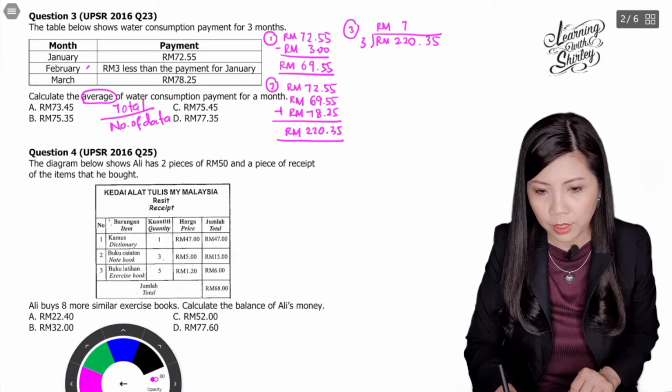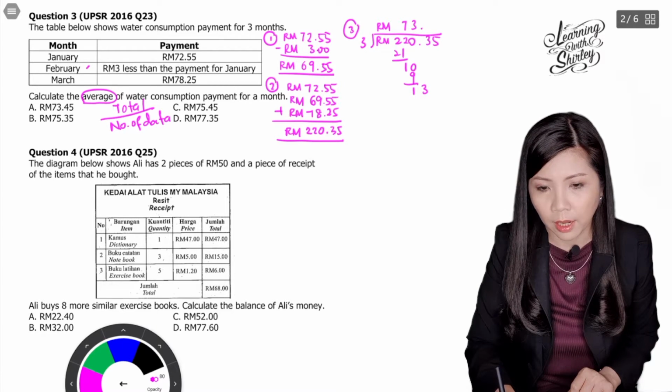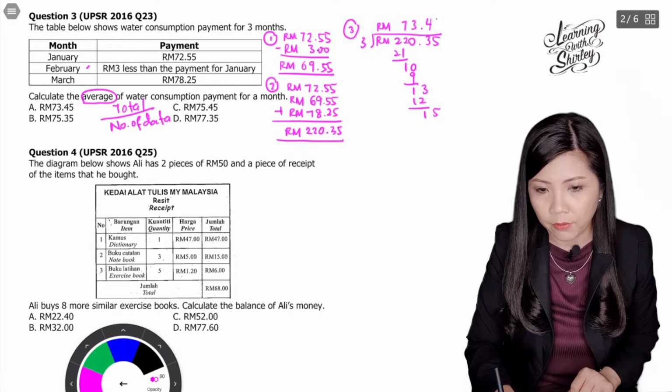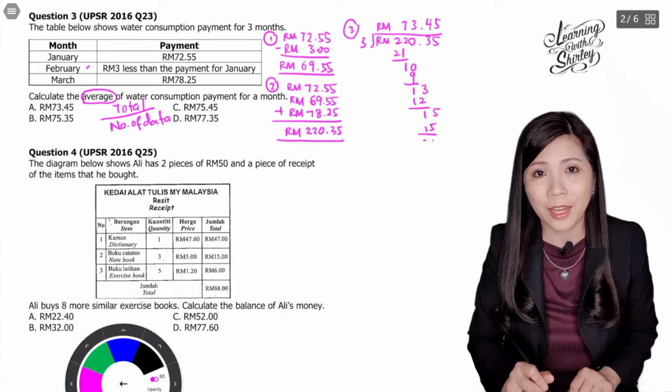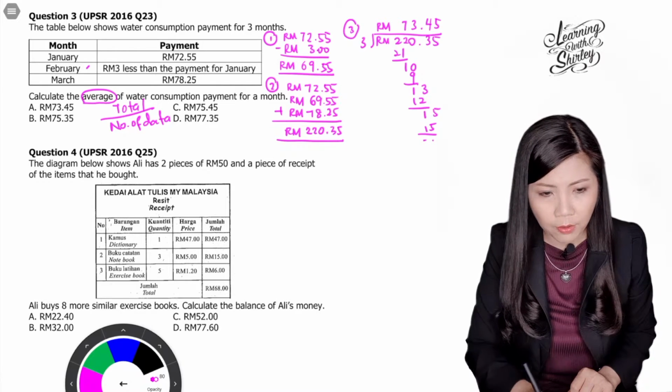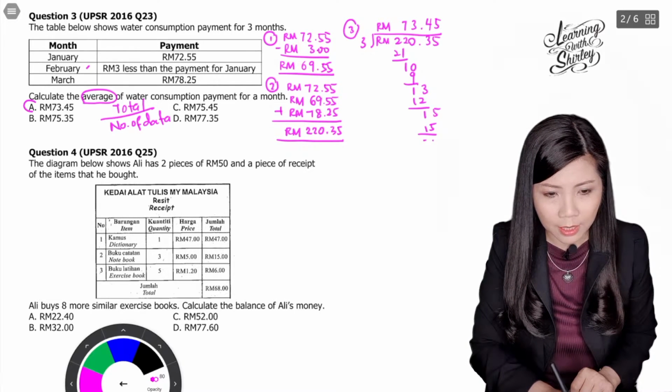So 7 times 3 is 21. Minus, you get 1, bring down the 0. 3 times 3 is 9. Minus, you get 1, then bring down the 3. And then dot. Then 4 times 3 is 12. Then minus, you get 1, bring down the 5. And then 5 times 3 is 15. So we get the answer already. The answer is 73 ringgit 45 cents, which means the answer is A.